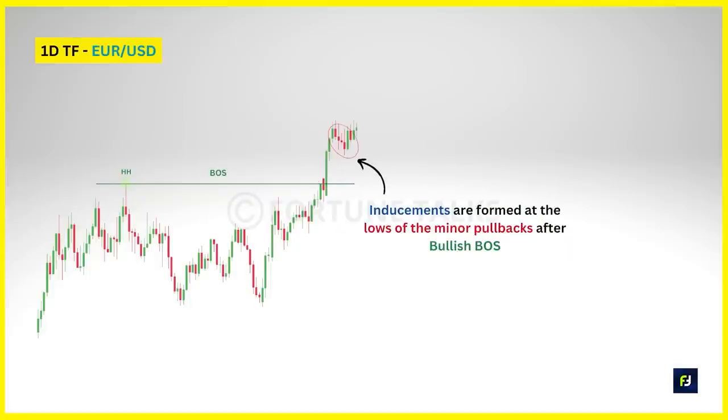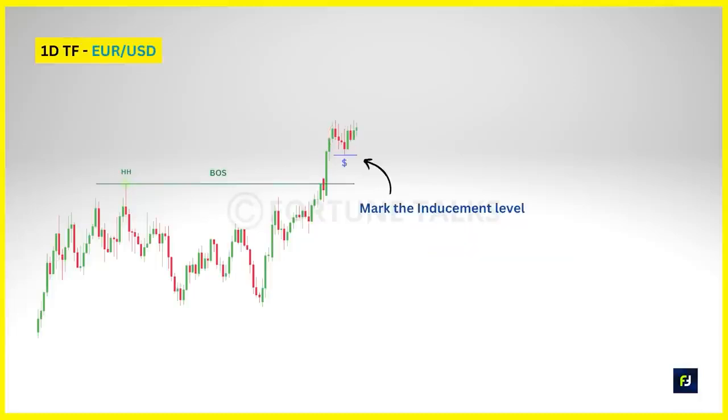Now as the price moves higher, we need to look for the inducement levels. Inducements, as you are familiar with, are formed at the lows of the minor pullbacks being created, usually after a valid structure break. Here, as the price moves higher, it forms a minor pullback, the low of which we will draw a small horizontal line. The minor swing low is our inducement level.